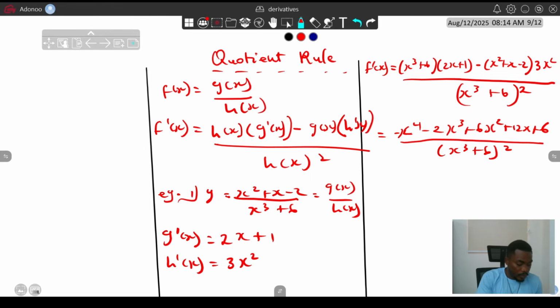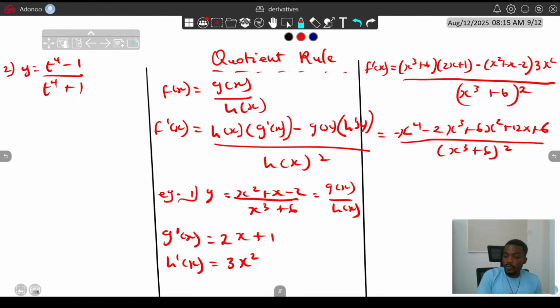Okay, so we can look at this other example, which is very simple, which is y equals t raised to the power 4 minus 1 all over t raised to the power 4 plus 1. Again, I'll leave this for you to solve, and then you can leave the answer in the comments section.